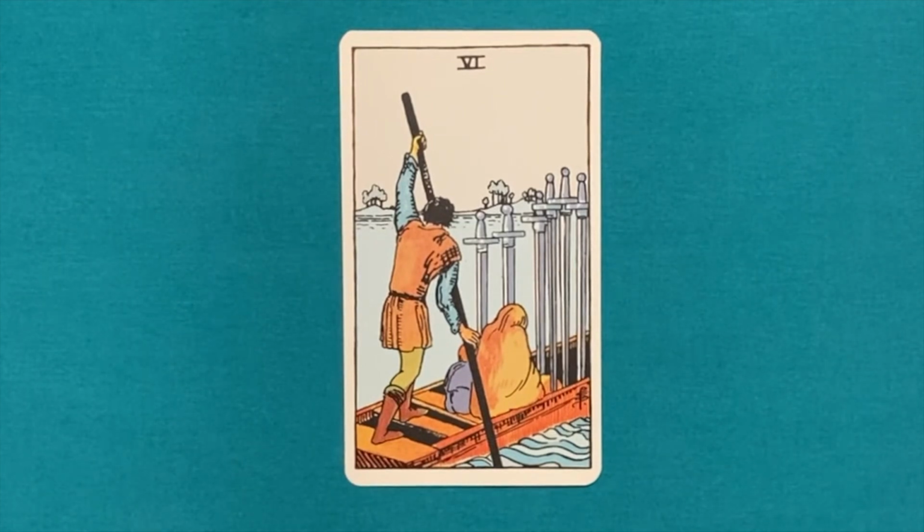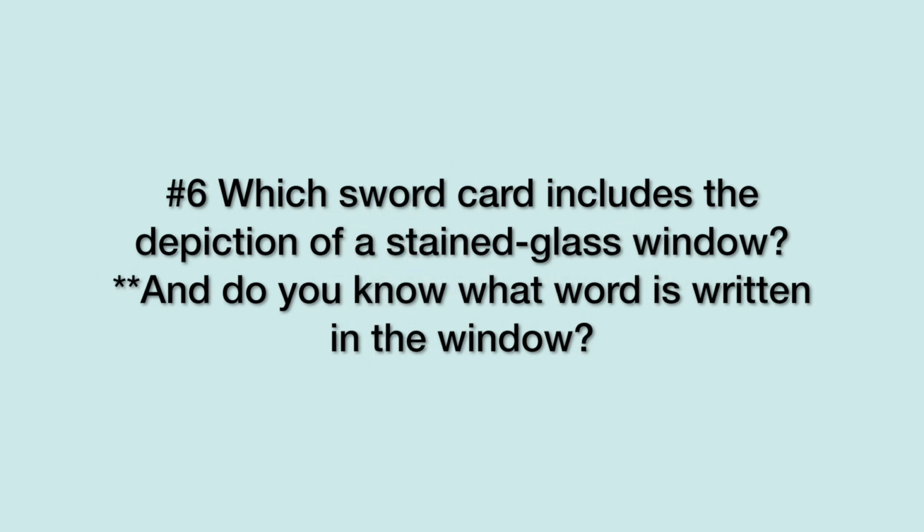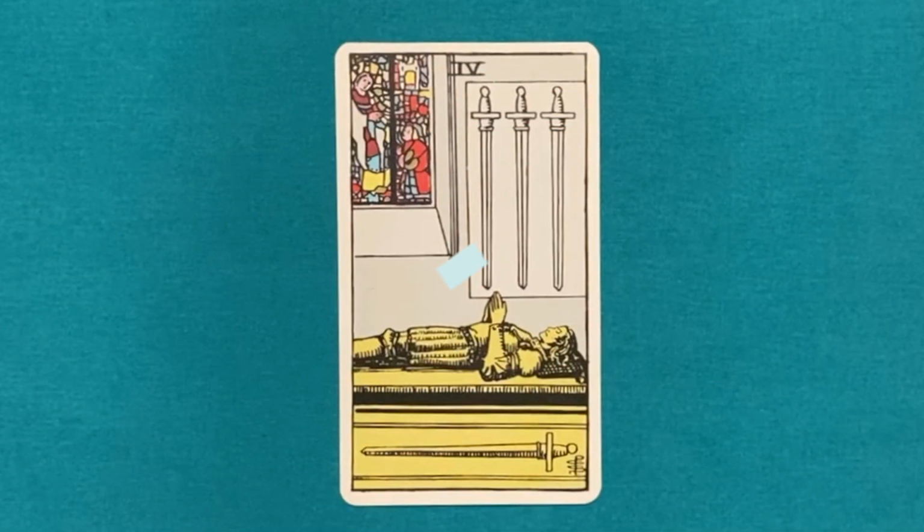Here's question number 6. Which sword card includes the depiction of a stained glass window, and do you know what word is written in the stained glass window? The answer is the Four of Swords.